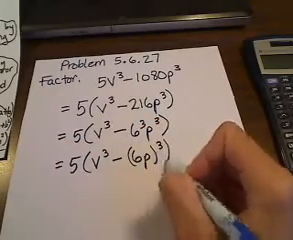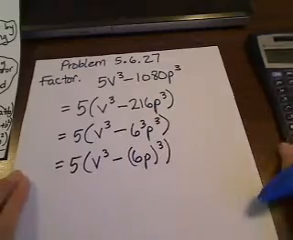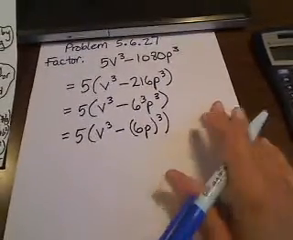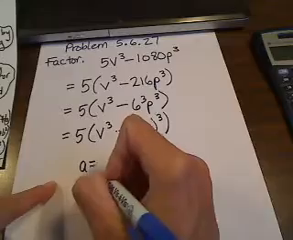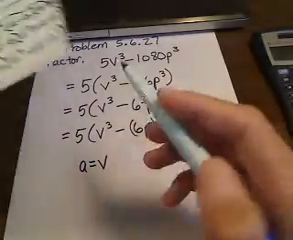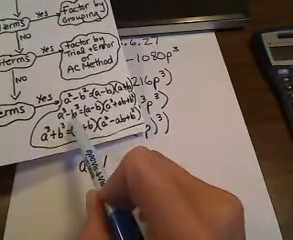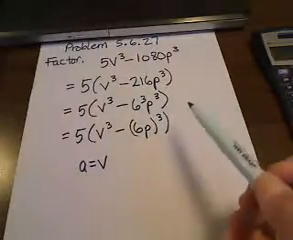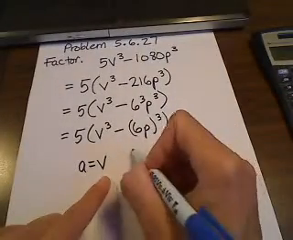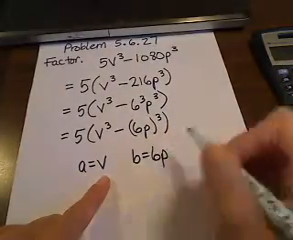6p cubed, so that we can identify the a and the b in our formula. Okay. So the a in my formula is v, and that's this formula that I'm talking about, the a cubed minus b cubed formula. The a is v and the b is 6p.